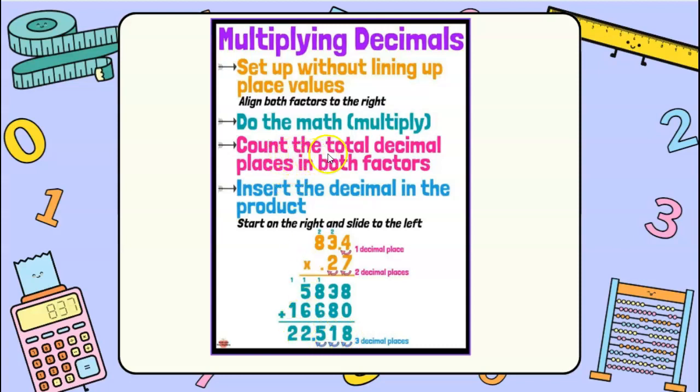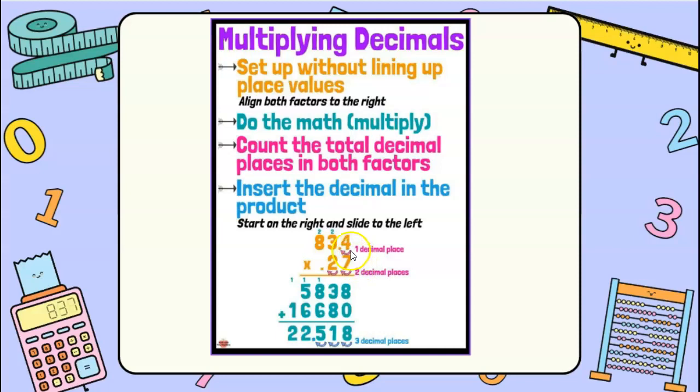To know where to put the decimal, I'm going to count the total decimal places in both factors. That means I'm going to start all the way at the right in my top factor and count how many places over that decimal is. In our first factor, that decimal is over 1 place. In our second factor, that decimal is over 2 places. I'm going to add both of these together, and that's going to tell me where I need to put my final decimal point in my answer.